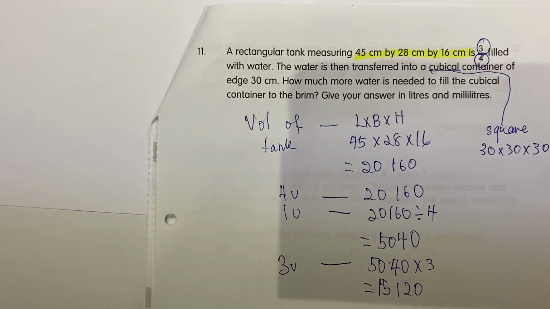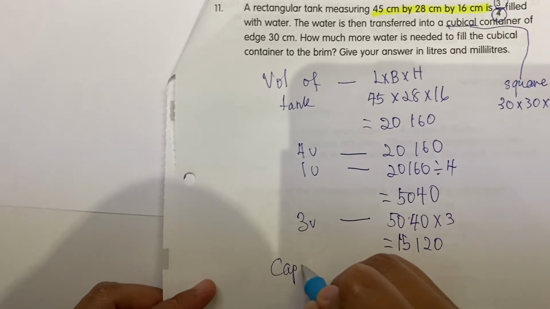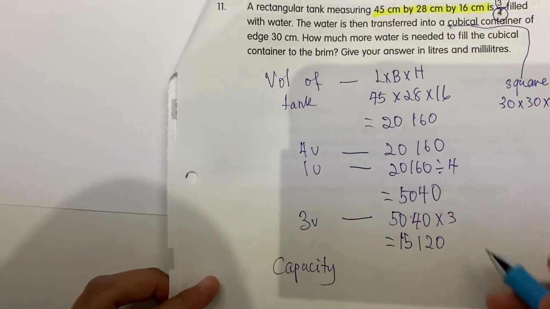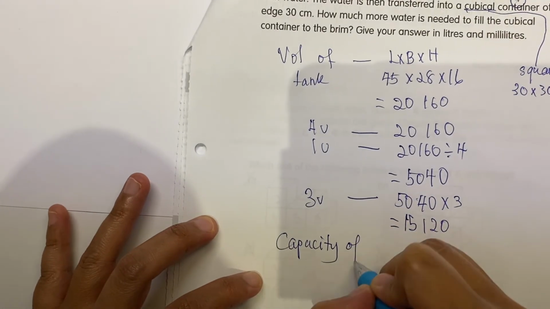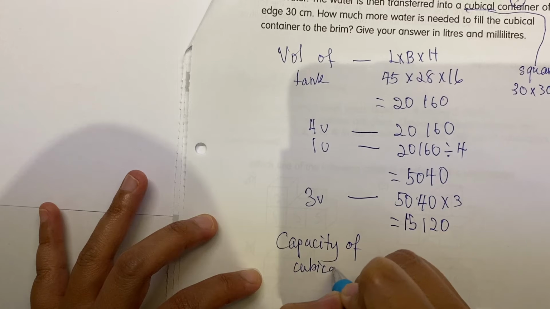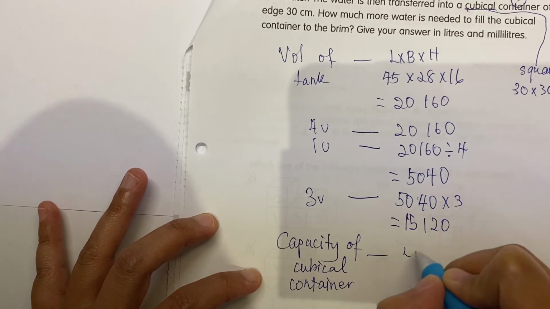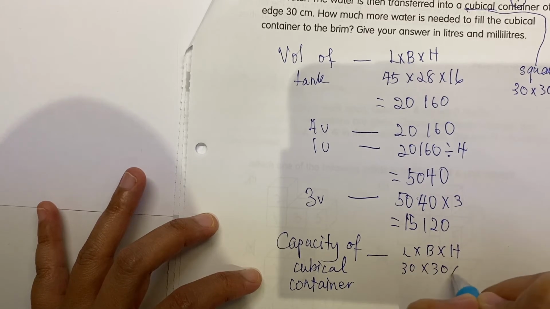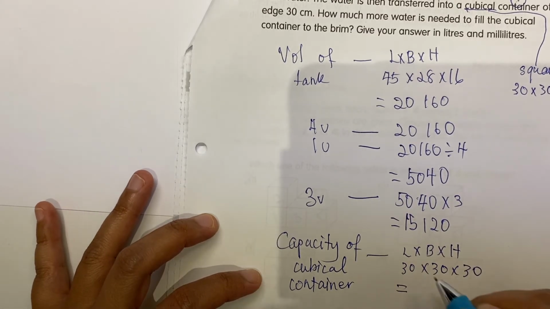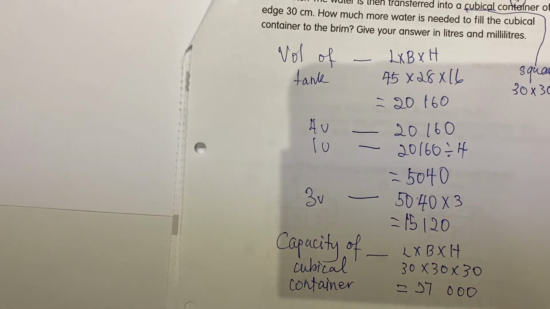So in the first place, you got to find the capacity of the cubical container. Capacity of cubical container, and that's length times breadth times height, 30 by 30 by 30. All right, and that will be your 27,000. Okay, so you already got the cubical container.